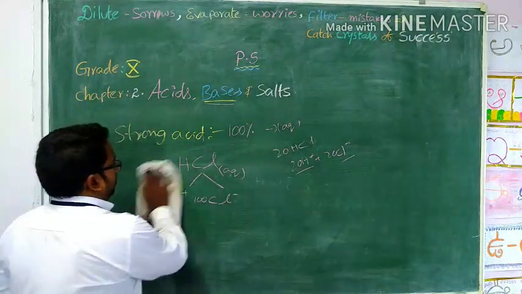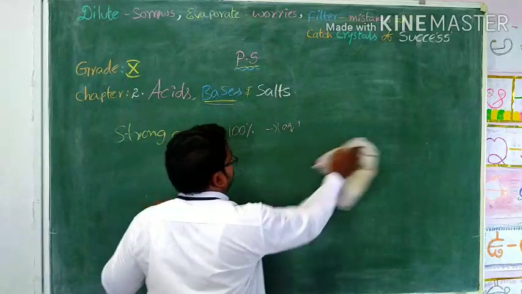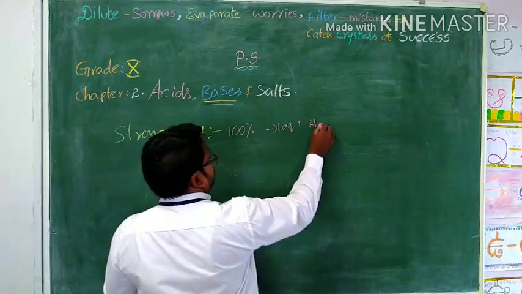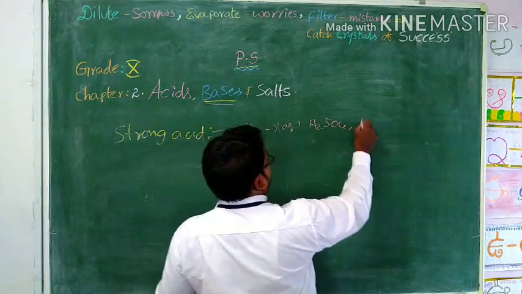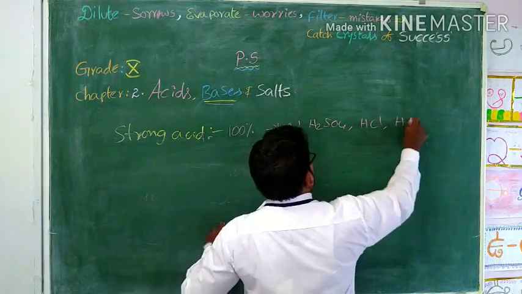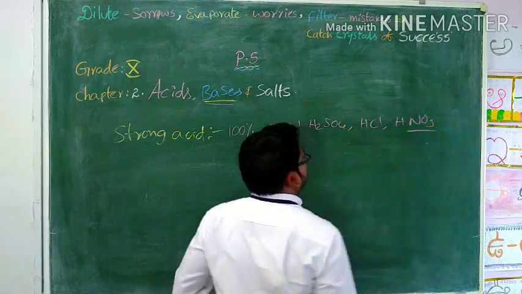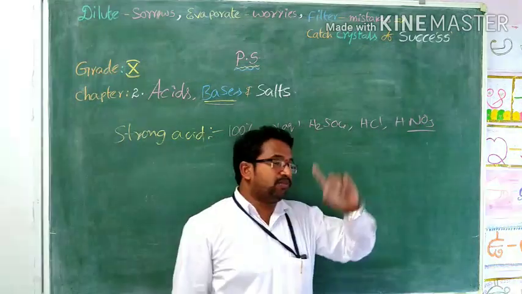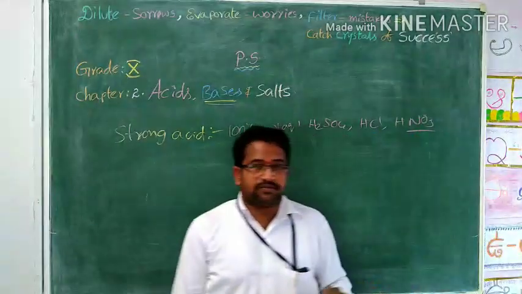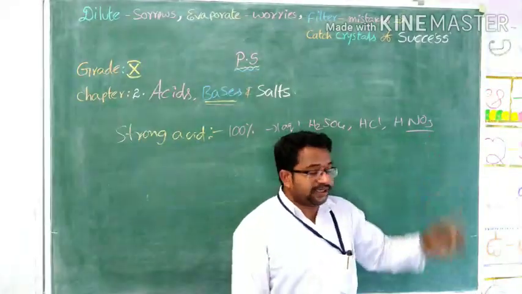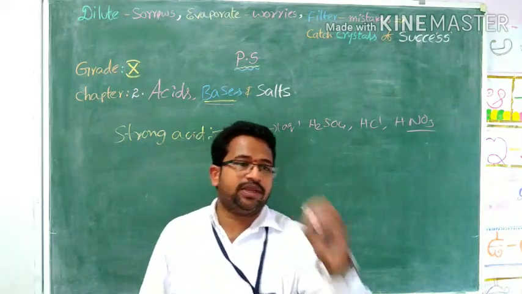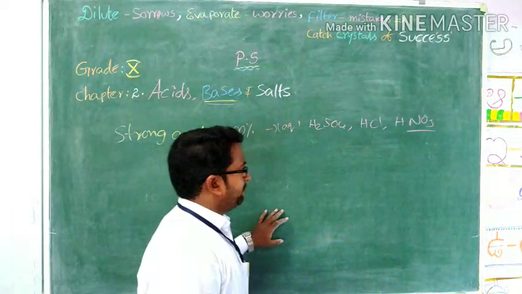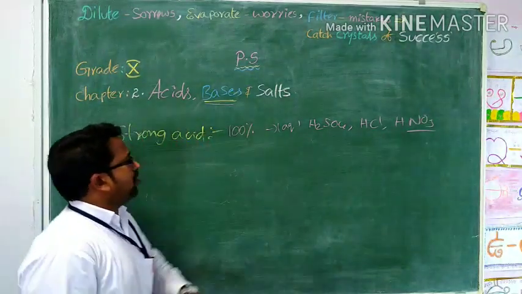Okay, right. So now tell me what are the examples of this one? Yes, sulfuric acid, hydrochloric acid, nitric acid, NO3, nitrates. Don't forget about that: all the nitrates are dangerous. Most probably, nitrates are used in explosives. Now these are the strong acids.